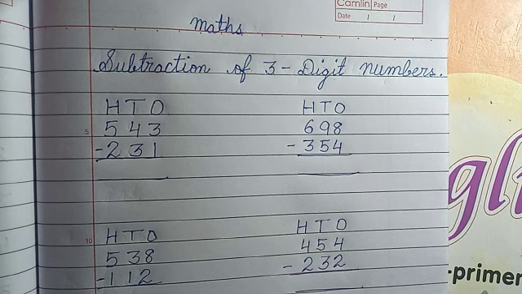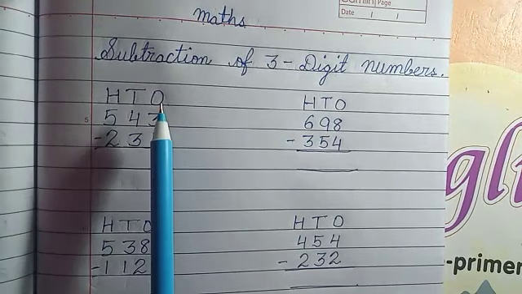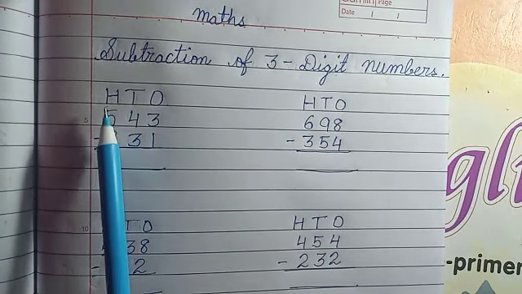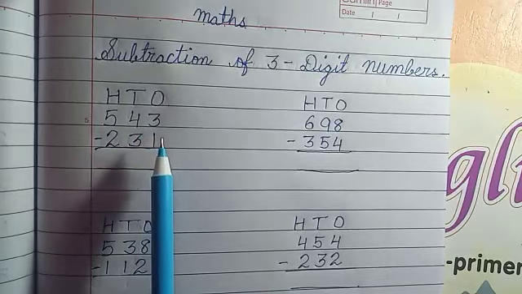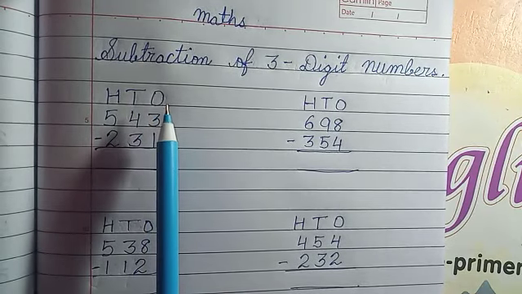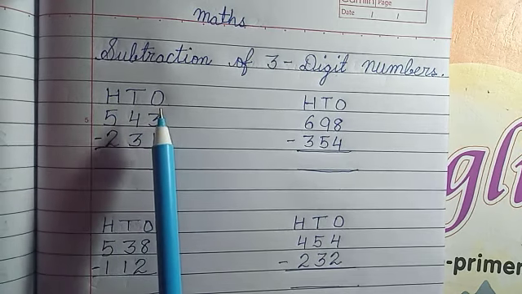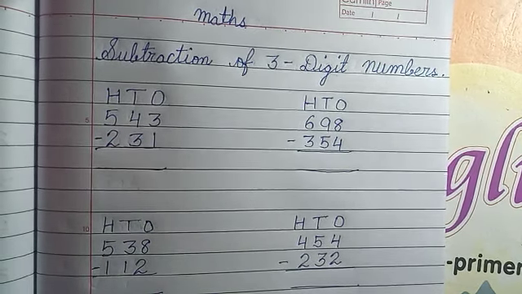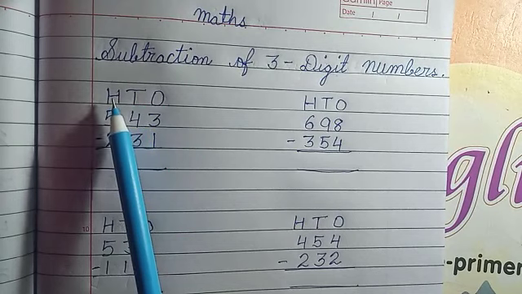Students, look at the copy. Subtraction of three-digit numbers. Ones, tens, hundred. We subtract the number at the ones place first, then the tens place, and finally the hundred place. Ones, tens, hundred.